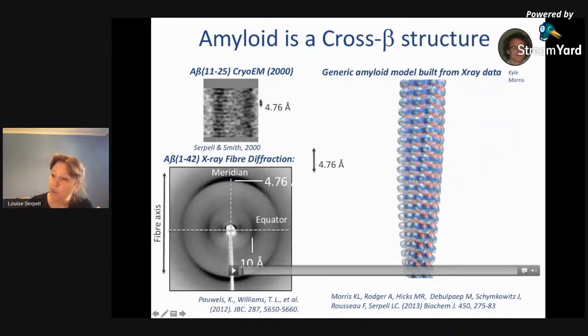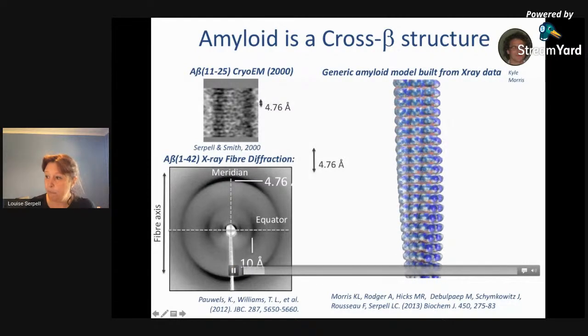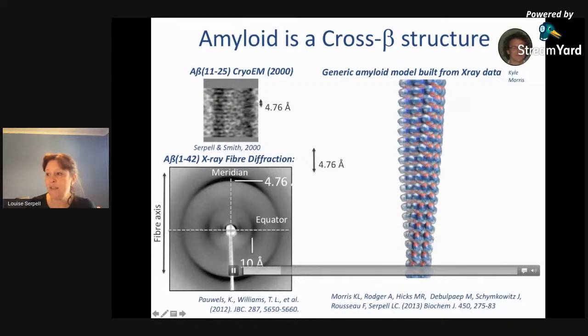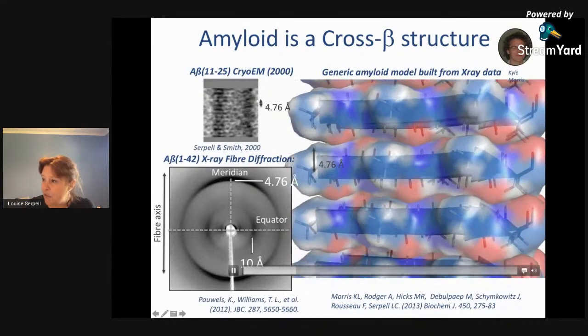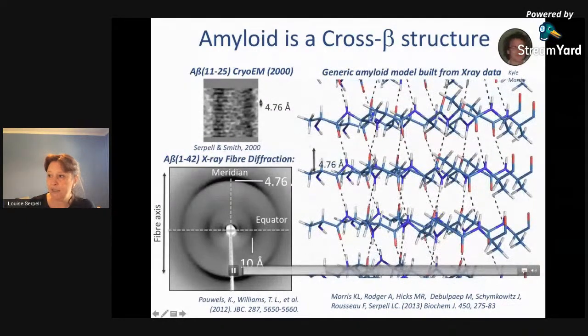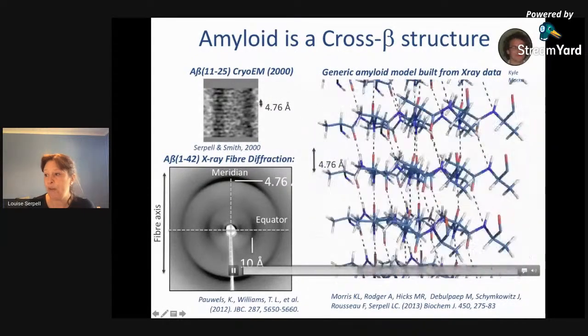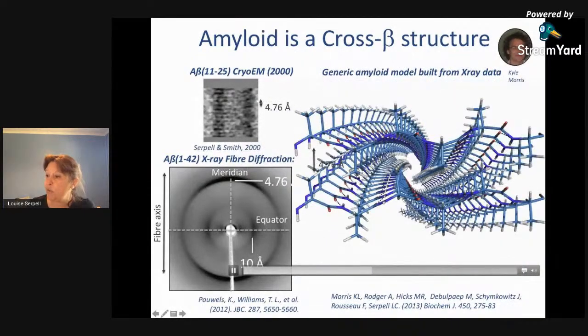So this structural model was built by Kyle Morris, who was a student and postdoc with me a few years ago. What you'll see in a moment is where those reflections come from. So here we have the structure of the amyloid fibrils, the model structure. And what hopefully you can see in a moment is the beta strands that are depicted by the blue arrows, running perpendicular to the fiber axis, and these hydrogen bonds that hold the whole structure of the amyloid fibril together. So this gives it its incredible stability.